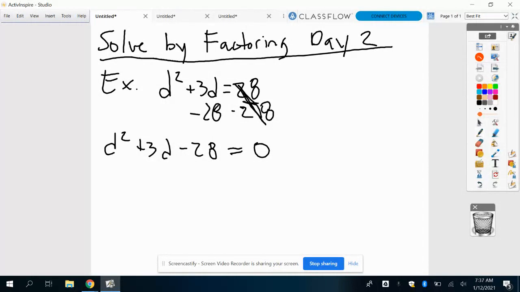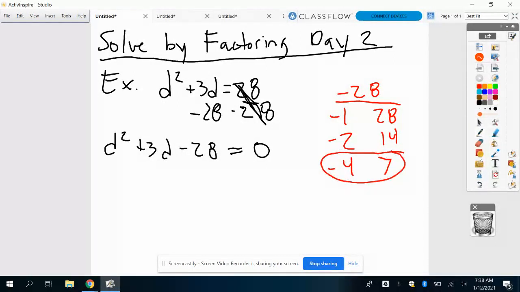So now what we need is two factors of negative 28 that add up to a positive 3. So if we look at our factors of negative 28, we want the bigger number to be positive. So you've got 1 and negative 28, you've got negative 2 and 14, and then negative 4 and 7. And I'm going to stop there because those are the two we want. Negative 4 plus 7 is a positive 3.